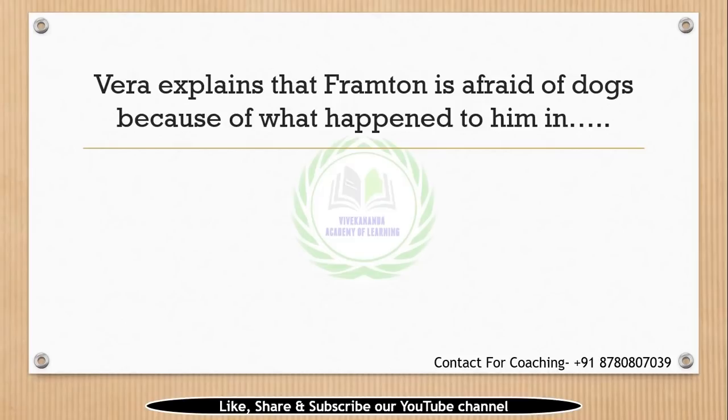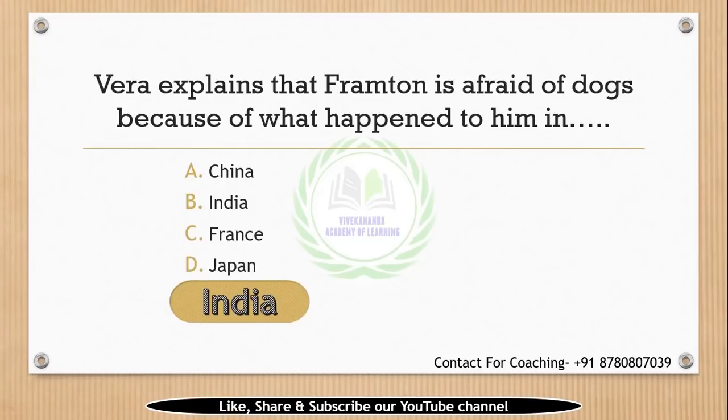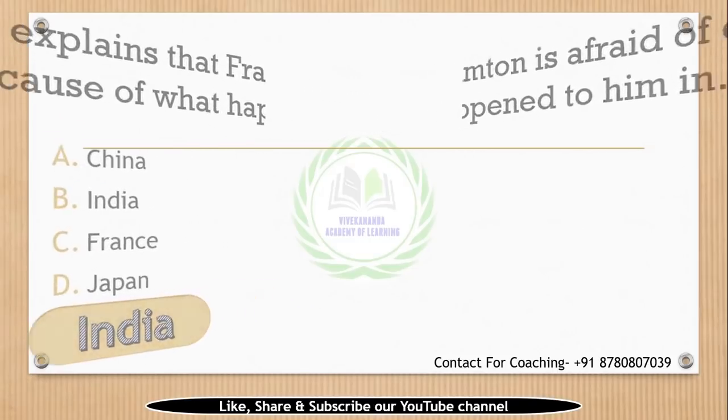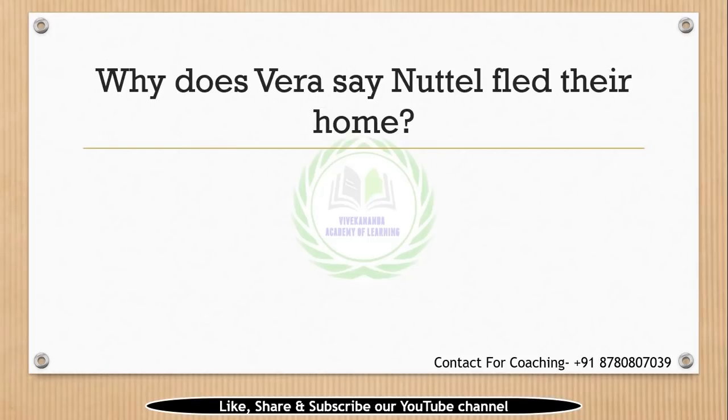Next question. Vera explains that Frampton is afraid of dogs because of what happened to him in? Options are A. China, B. India, C. France, and D. Japan. So the correct answer is India. Yes.